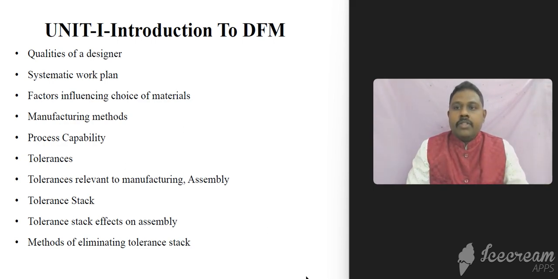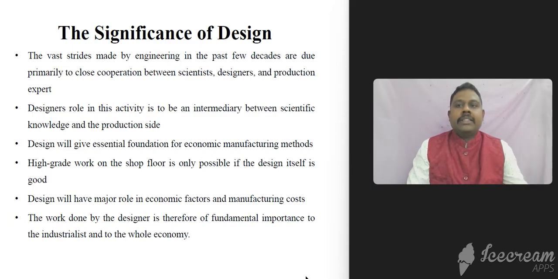Today we are going to see unit number 1, Introduction to Design for Manufacturing and Assembly. In the first unit, the things we are going to see are Introduction to DFM, Quality of a Designer, Systematic Working Plan, Factors Influencing Choice of the Materials, Manufacturing Methods, Process Capability, Tolerance Stack, and after that the tolerance related to assembly and methods of eliminating tolerance. These are the topics which we are going to study in this unit.